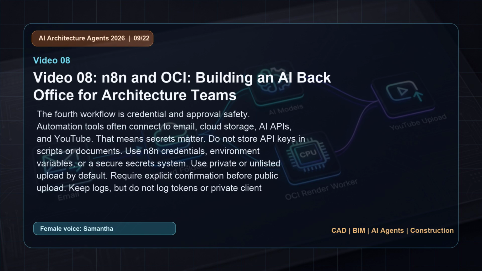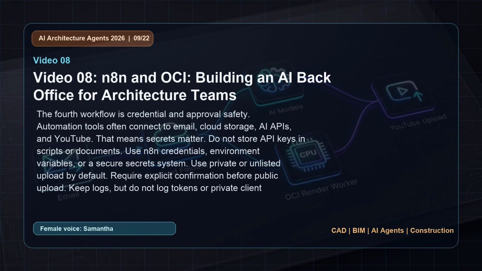The fourth workflow is credential and approval safety. Automation tools often connect to email, cloud storage, AI APIs, and YouTube. That means secrets matter. Do not store API keys in scripts or documents. Use n8n credentials, environment variables, or a secure secrets system. Use private or unlisted upload by default. Require explicit confirmation before public upload.